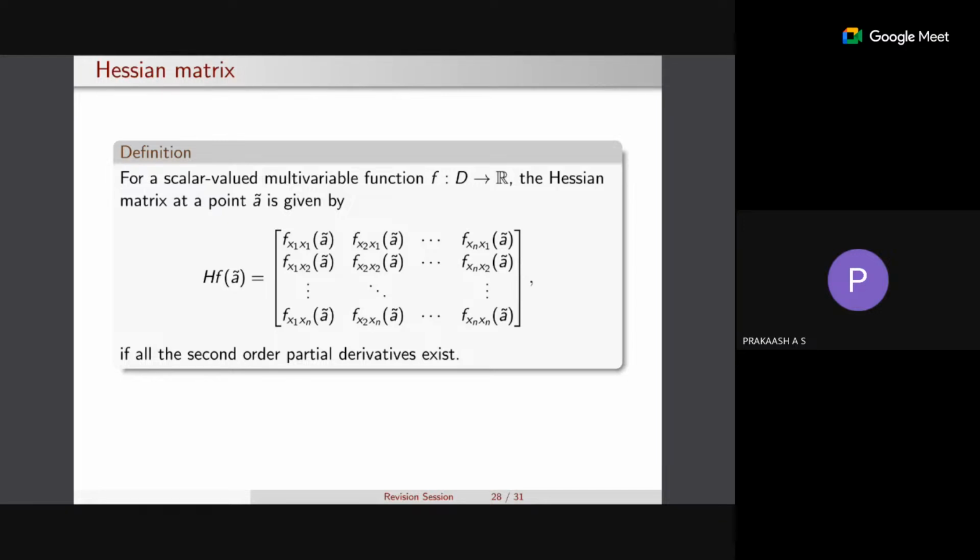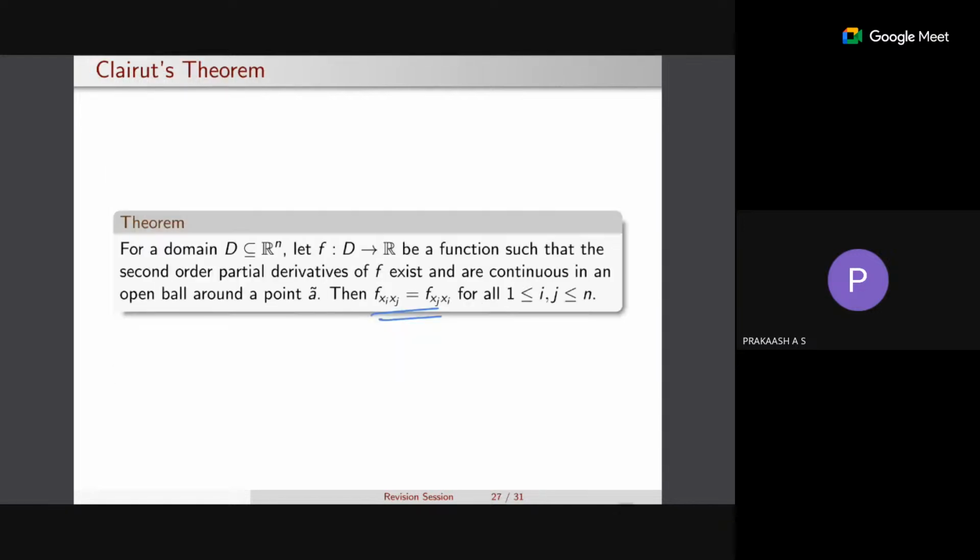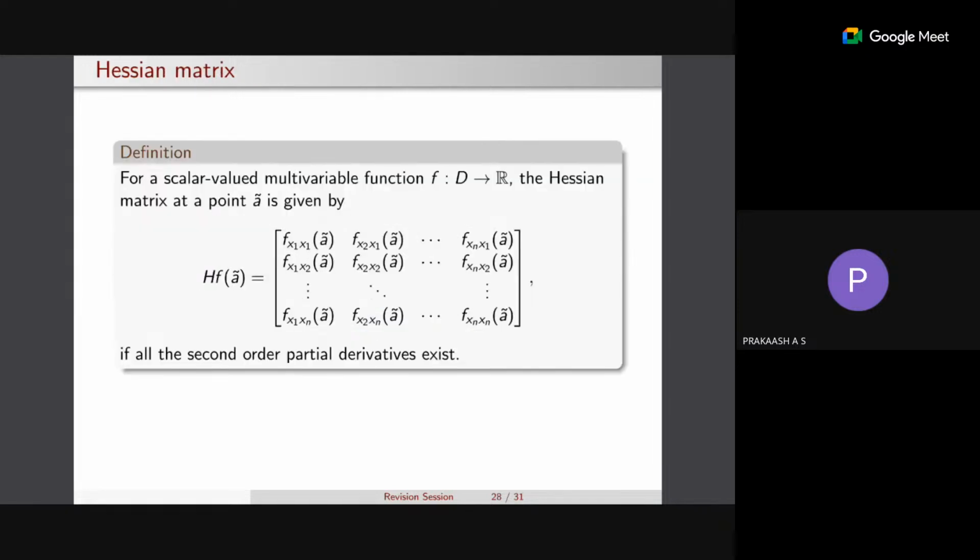f_xj xi or f_xi xj does not make a difference if the function satisfies the hypothesis of Clairaut's theorem, which we will be mostly dealing with only functions like that. So we'll be dealing with only functions for which the Hessian matrix is a symmetric matrix, meaning f_x2x1 or f_x1x2, it doesn't make a difference. And the Hessian test, which is using the Hessian matrix to analyze behavior of critical points.